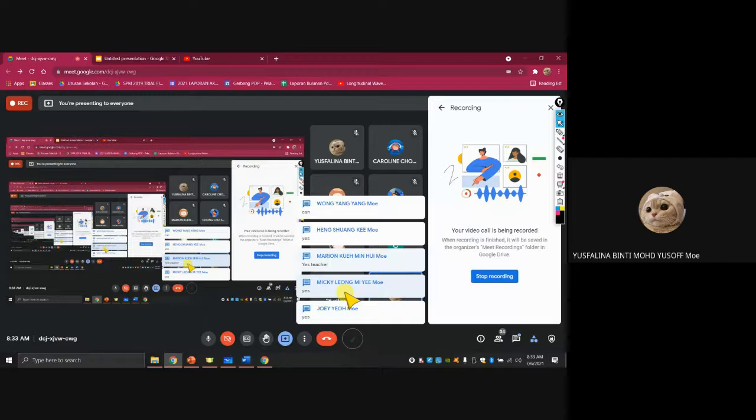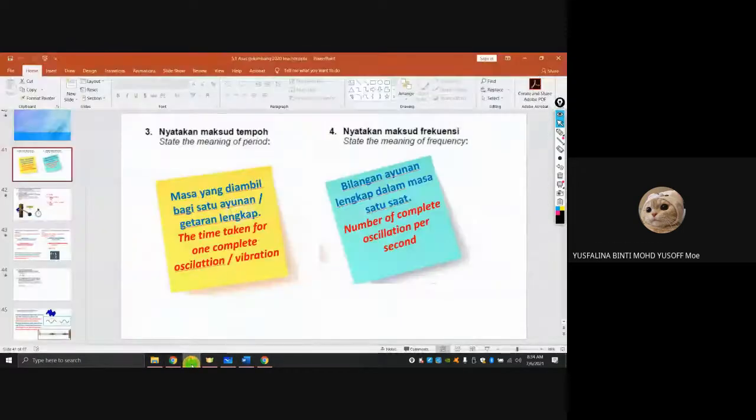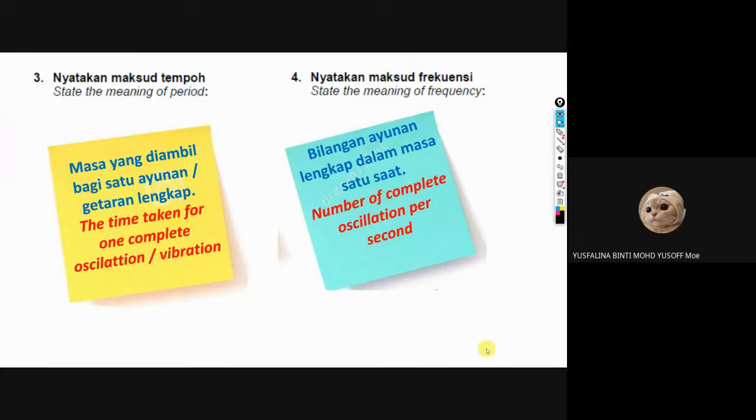All right. Today we will continue with the next topic in chapter 5, the fundamentals of waves. First we will see the meaning of the period. What does it mean by a period? Period is the time taken for one complete oscillation.